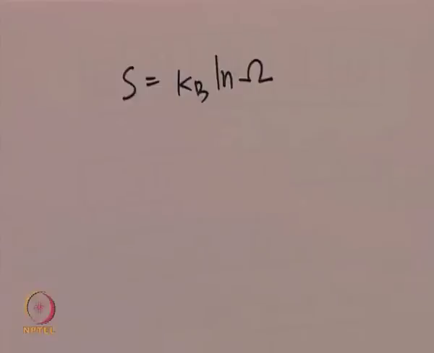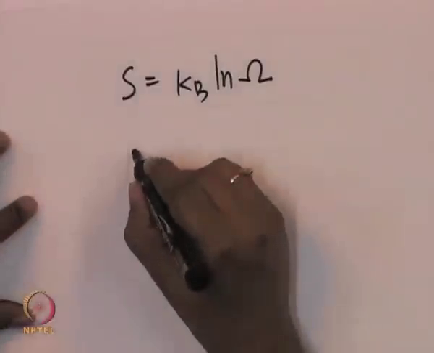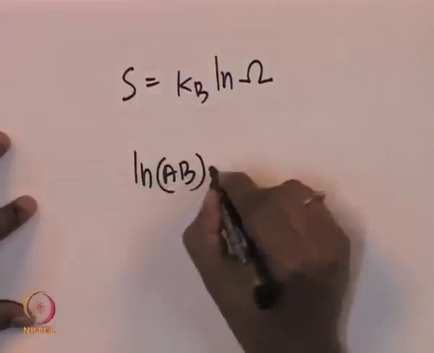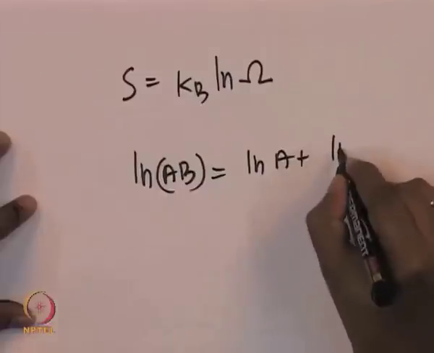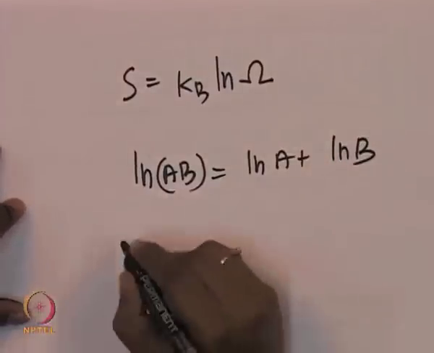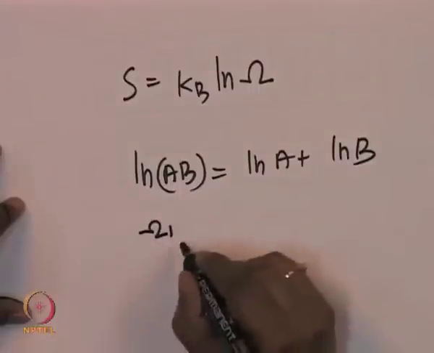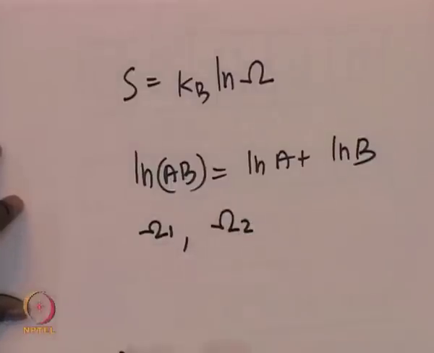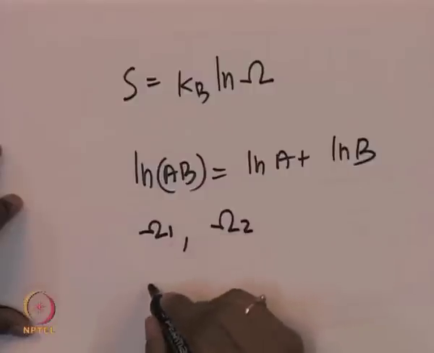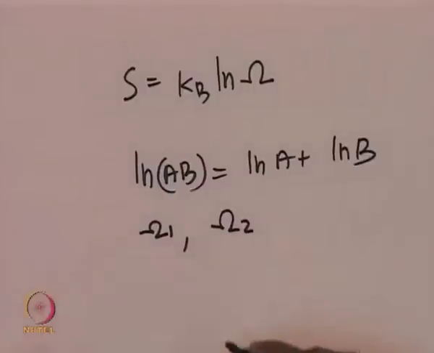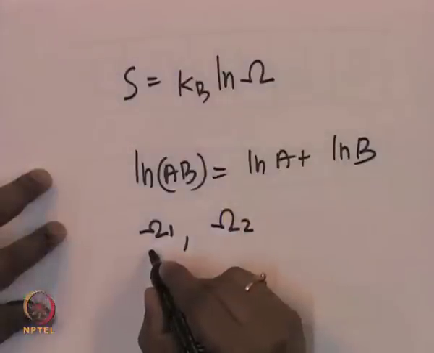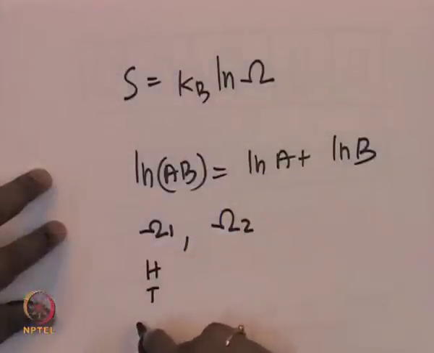If you have two systems, log has a particular property that log of ab is log a plus log b. So, if you have a system which has Ω1 states and some other system which has Ω2 states, the total number of states will be... Let us think of this as tossing a coin. When you toss a coin, it has two states, head or tail. So, Ω1 is two.